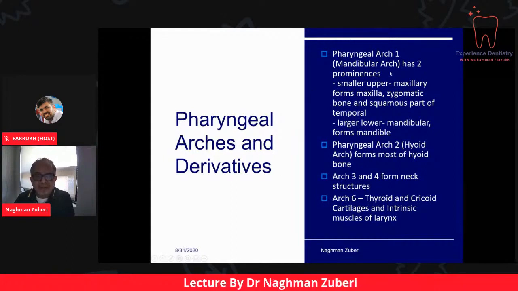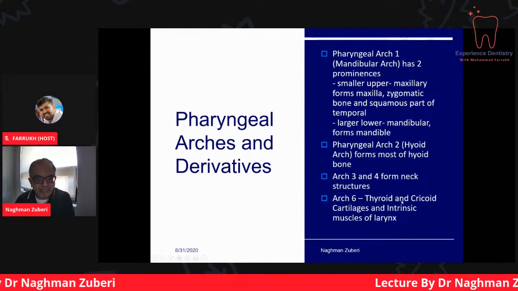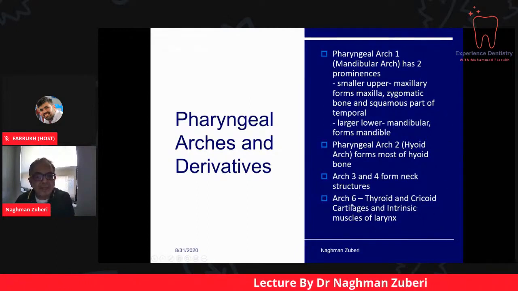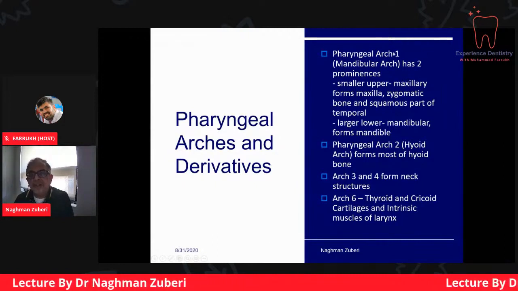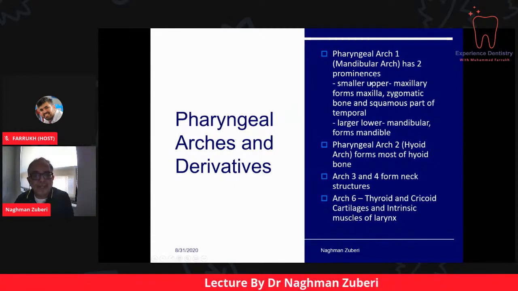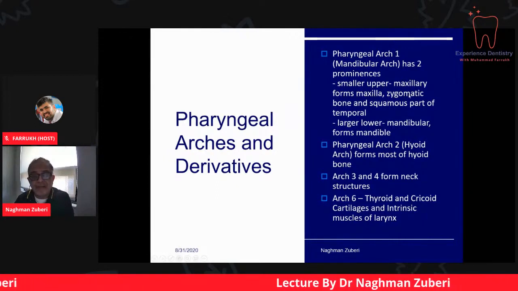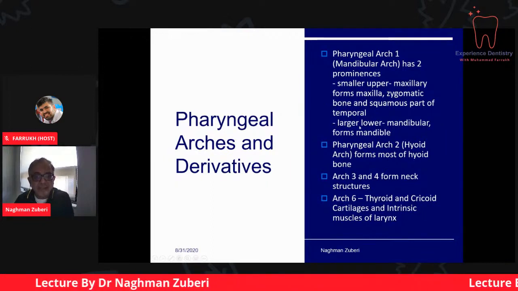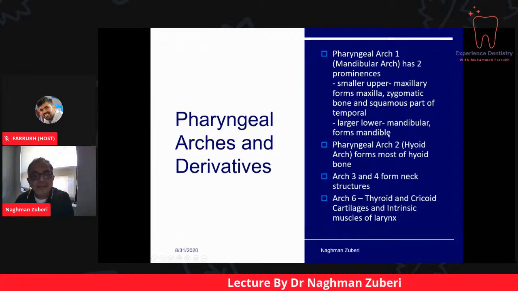Pharyngeal arches and derivatives, as we have discussed, just for your revision. If you will be looking at this slide again and again, it will help you if you will be appearing in any exam or just to remember these things. Pharyngeal arch one, also known as mandibular arch, has two prominences: the smaller, upper one, we call it maxillary, forms maxilla, zygomatic bone, and the squamous part of the temporal bone. The larger, lower one is known as mandibular prominence, and it forms mandible.